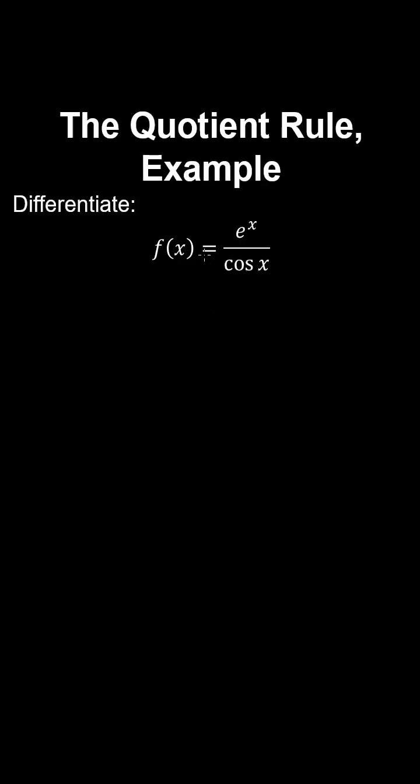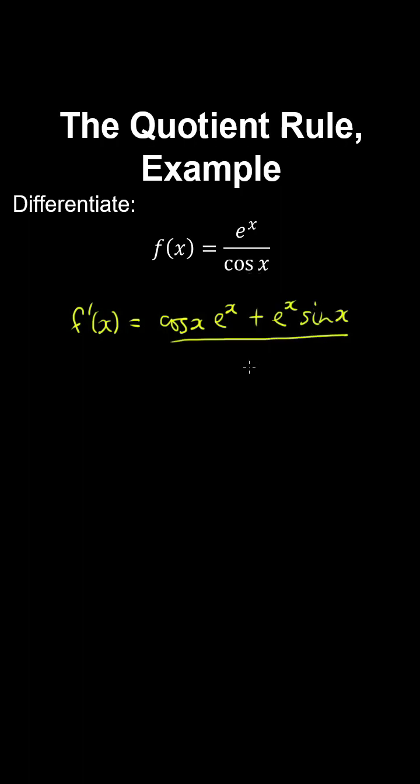Let's differentiate this function, which is a quotient of two functions. The derivative we can obtain using the mnemonic low d high. So we keep the lower function constant and differentiate the upper function. And then minus high d low, so we keep the top function constant and differentiate the bottom function. And that's divided by low squared. We can simplify this a bit by factorizing the exponential term.